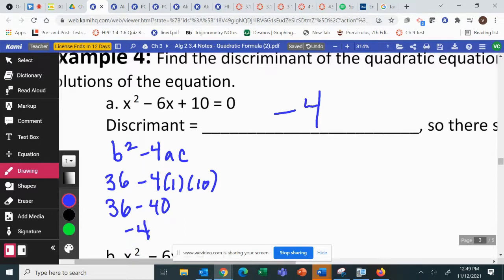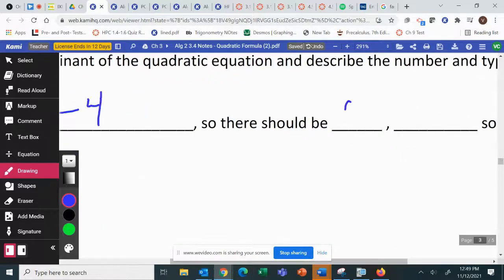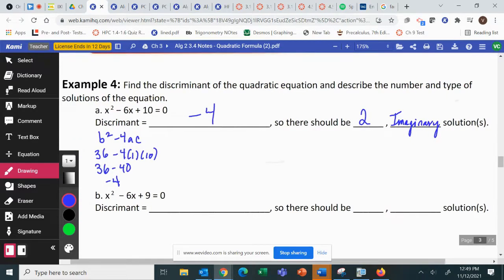So then we use our chart. If we have a negative discriminant, what does that tell us? 2 imaginary solutions. And we knew that without even actually solving it. So I also know that there will be no x-intercepts for this. If I made it into a graph, there'd be no x-intercepts.